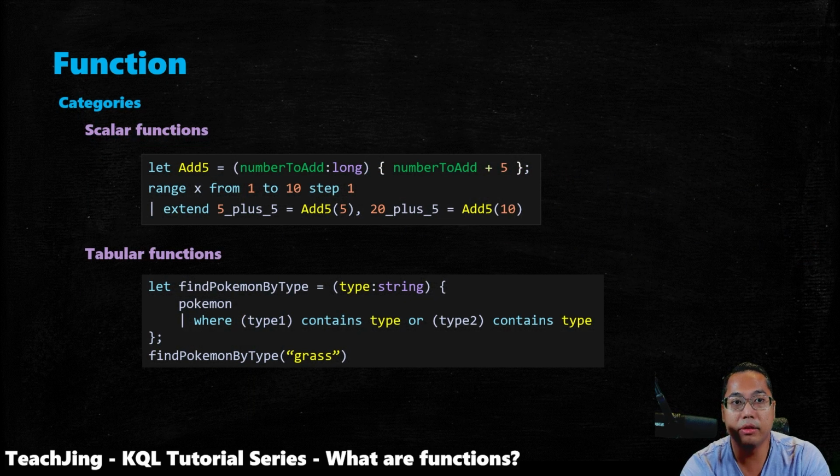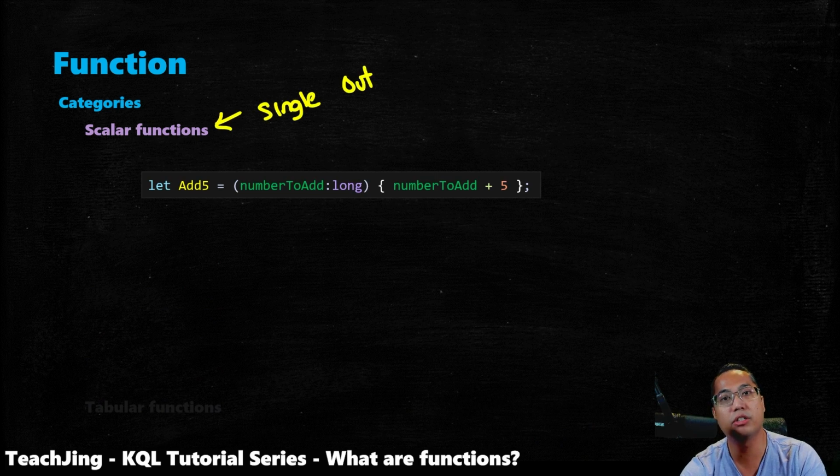So let's talk about the two different buckets functions fall into. Either they're scalar functions or they're tabular functions. Most of the time, if you've been doing KQL, you've been messing with tabular functions. I'll explain the differences of each one, okay? What we just referenced a while ago was a tabular function. First we're going to talk about scalar. That just means single output. If you think scalar, it just means single output.